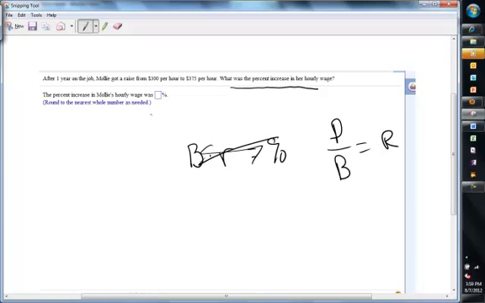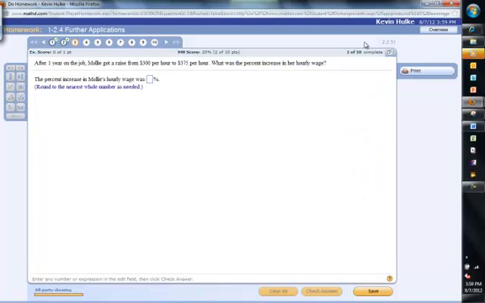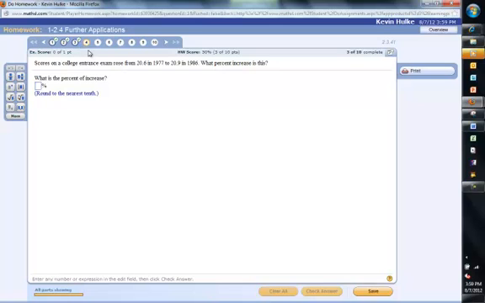In this case, we want the part that is the increase. Well, 300 to 375 means an increase of $75. So the most common reason people get this one wrong is they put the 300 over 375, but they just want the increase. So it's 75 divided by 300, which is 0.25 or 25%. Okay, next one.